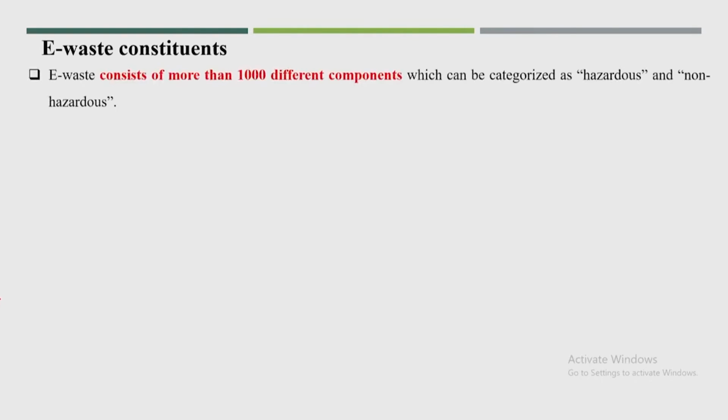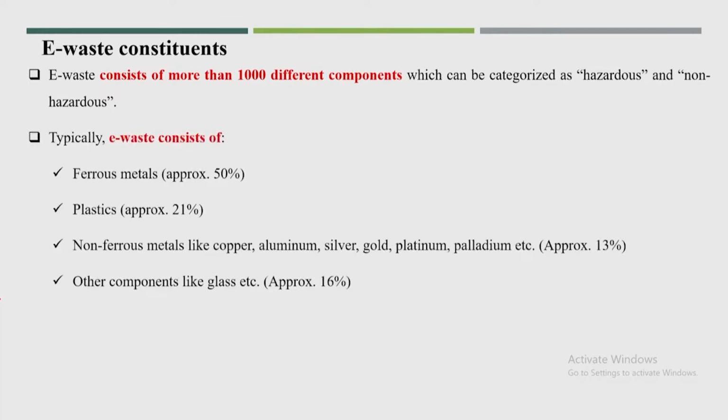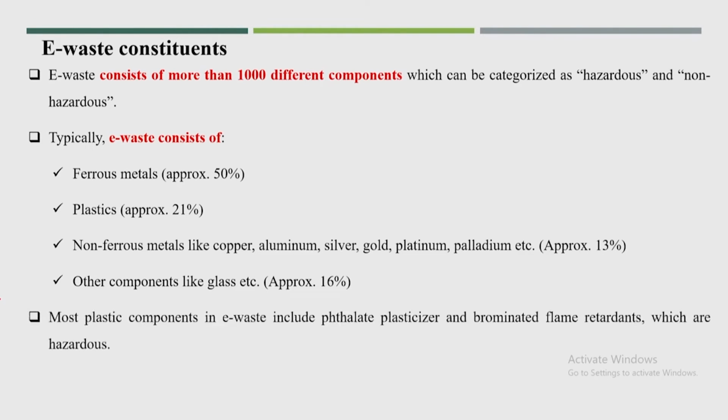Now, e-waste constituents. E-waste consists of more than 1000 different components which can be segregated as hazardous and non-hazardous. Typically e-waste consists of ferrous metal, plastic, non-ferrous metal like copper, aluminum, silver, gold could be possible, and other components like glass. Most plastic components in e-waste are normally hazardous in nature.